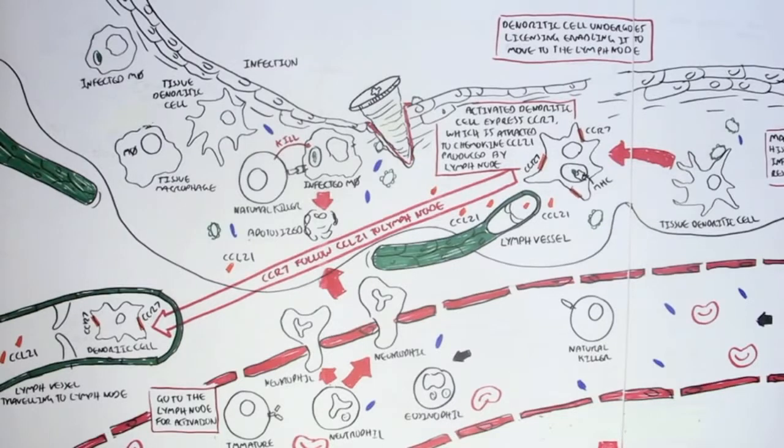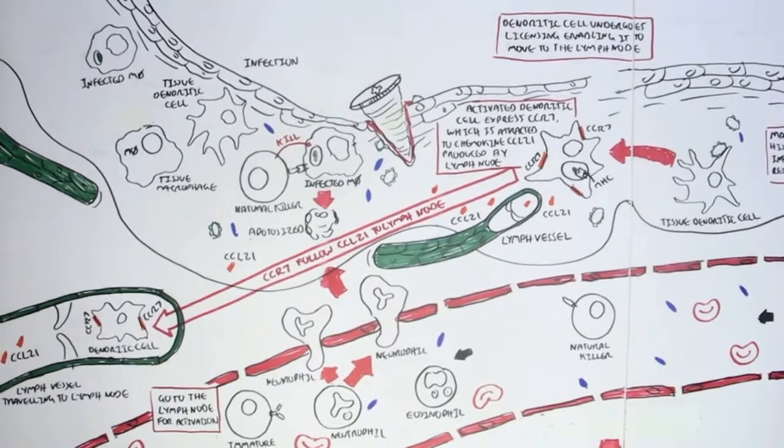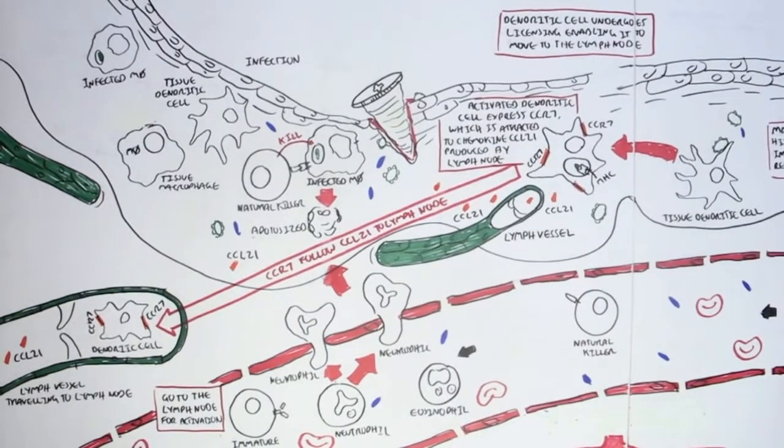So we last left off in this infected area, the infected, inflamed tissue, where a pathogen has just invaded the body. Now the dendritic cell has previously engulfed the pathogen and begun expressing the antigen of the pathogen on its surface. And it has also undergone licensing, where it begins expressing proteins such as CCR7. CCR7 is attracted to the chemokines coming from the lymph node, which allows the dendritic cell to move to the lymph node.